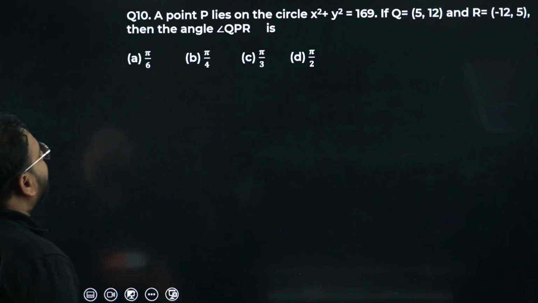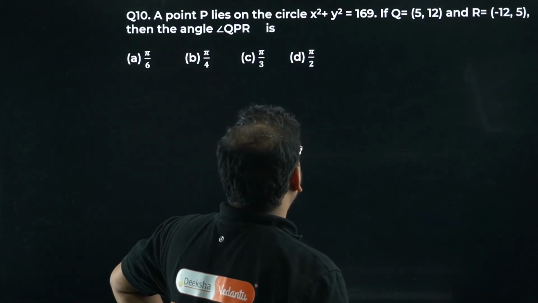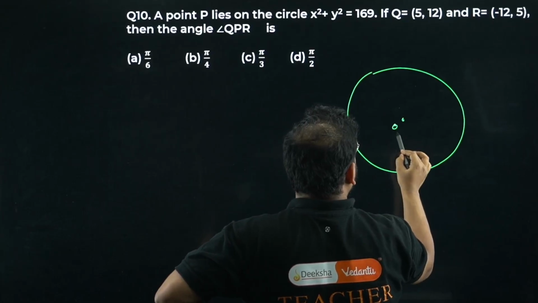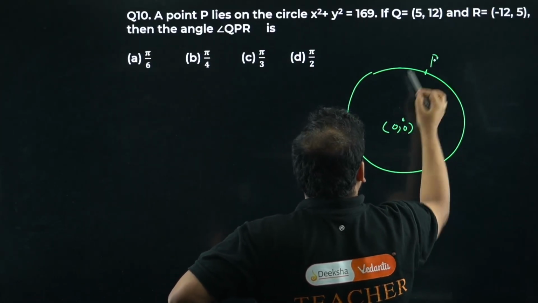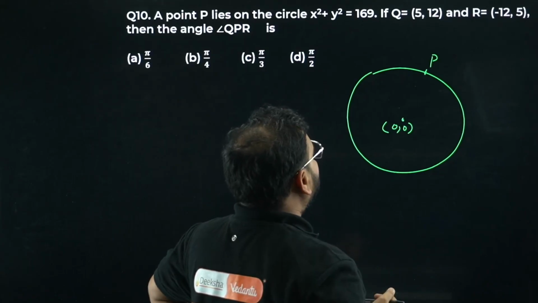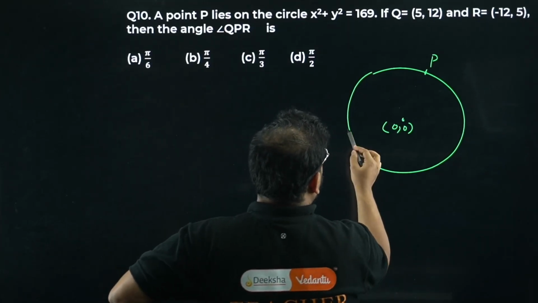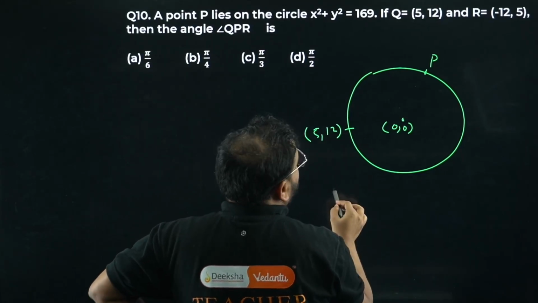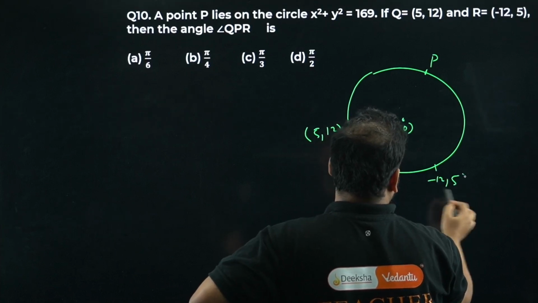Okay. A point P lies on the circle x square plus y square. Point P lies on the circle. Center is at origin 0, 0. Please check. Point P lies over here. Let's see. I have 5, 12 somewhere like this. 5, 12, let's say somewhere over here. And over here I have minus 12, 5, let's say somewhere over here. Minus 12, 5. Okay.